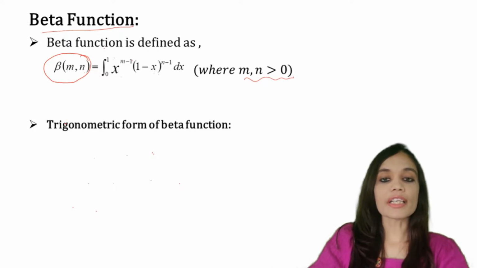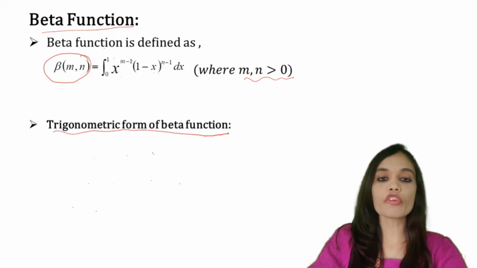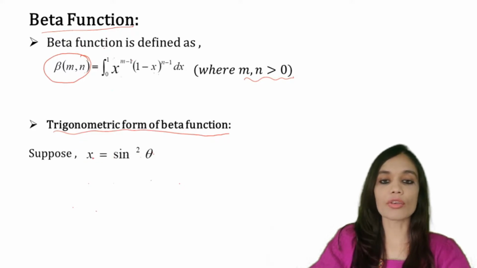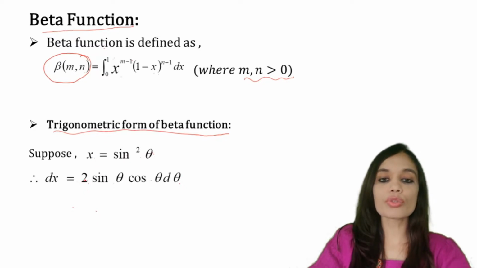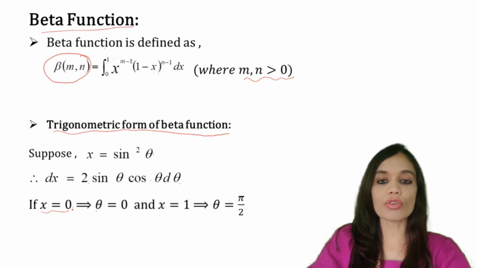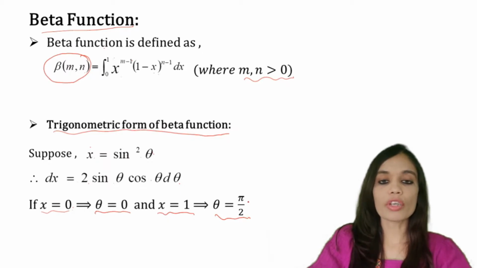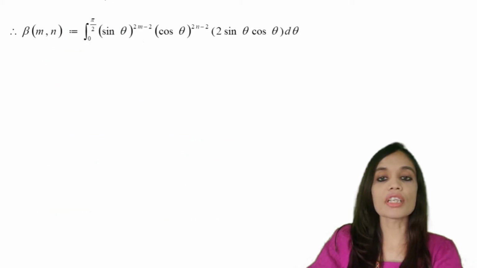Okay, so now let us study the trigonometric form of beta function. Now in order to derive the trigonometric form, we will assume our x as sine square theta. Okay, so dx will be what? 2 sine theta cos theta d theta. Okay, so now we will also find the limits in the form of theta. So here the limit of x is what? x is equal to 0, right? So if you put 0 in this, you will get theta is equal to 0. Now if you consider x as 1, then the limit of theta will be what? Pi by 2.